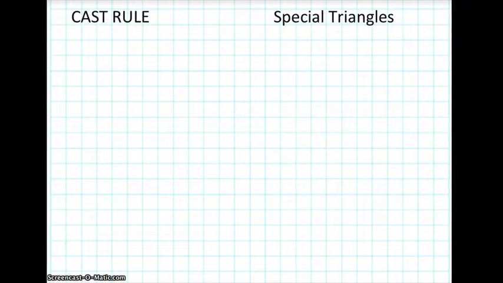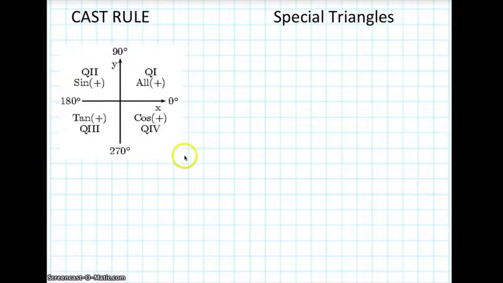We also need to know the CAST rule and special triangles. CAST rule is when it's C, A, S, T. Quadrant 4 is C, quadrant 1 is A, quadrant 2 is sine, and quadrant 3 is tan, therefore CAST. And this means that cos is positive in quadrant 4, all of them are positive in quadrant 1, sine is positive in quadrant 2, and tan is positive in quadrant 3.